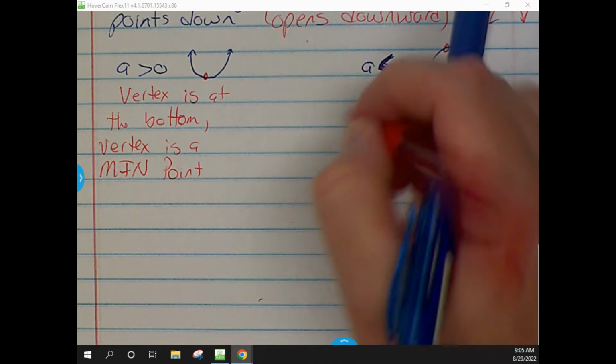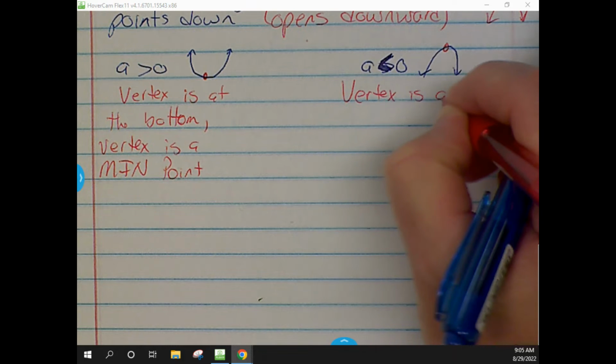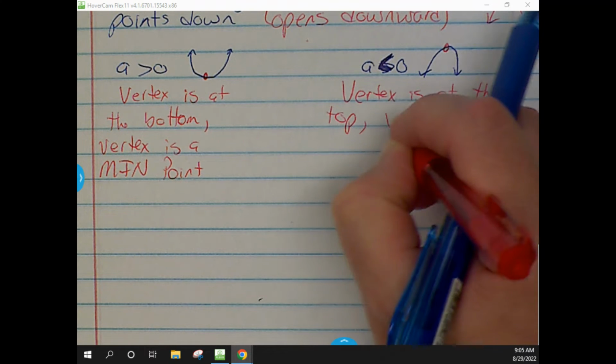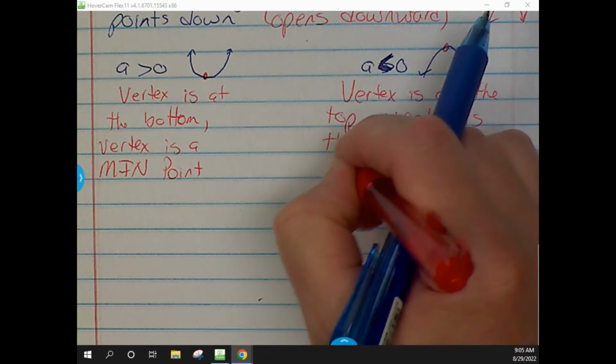All right. So for this case, the vertex is at the top. So the vertex is the max point.